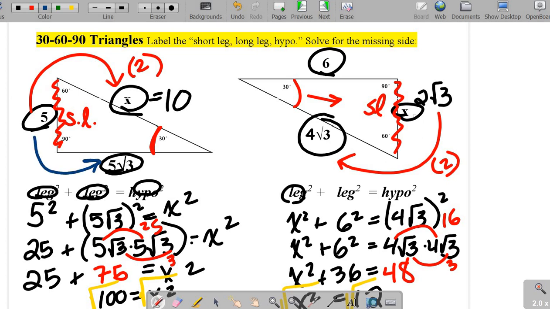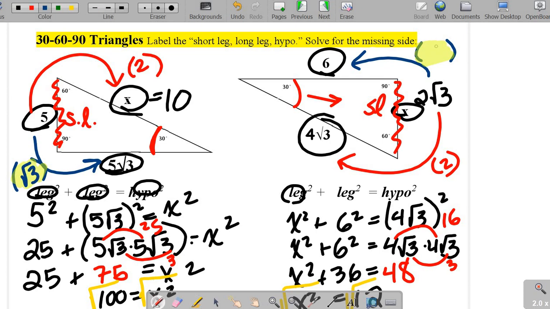5, 5 root 3. 2 root 3, 6. Ask yourself, I'll give you 10 seconds to see there's the same exact number. 5, 5 root 3, 2 root 3, 6. Ask yourself, what are you multiplying by both times? You have 10 seconds. Hopefully you noticed it's root 3.